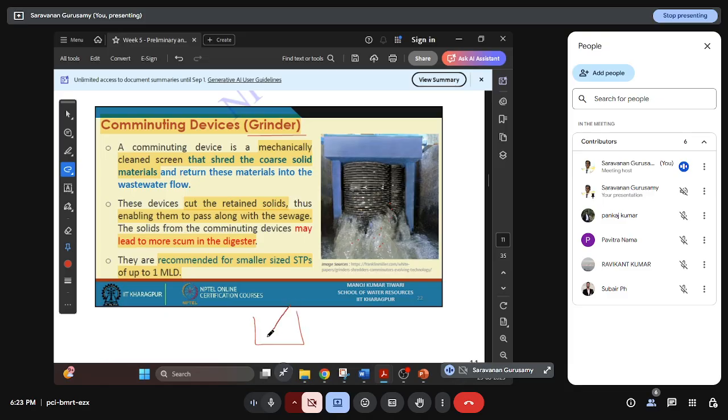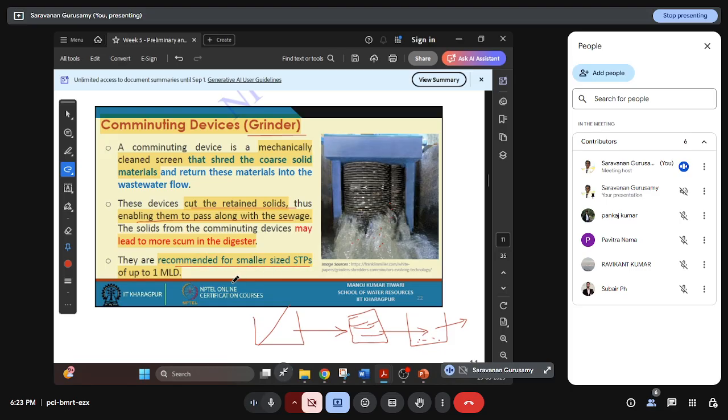So initially we have a screen, then after passing through the screen, we have a grinder. It's an optional part. Through this grinder, the coarser particles will be converted into smaller particles, and they will go again to the grit chamber. There they will settle, and clear water will come out. So this is the primary step. Okay. It will cut down the retained solids and enable them to pass through with the sewage.